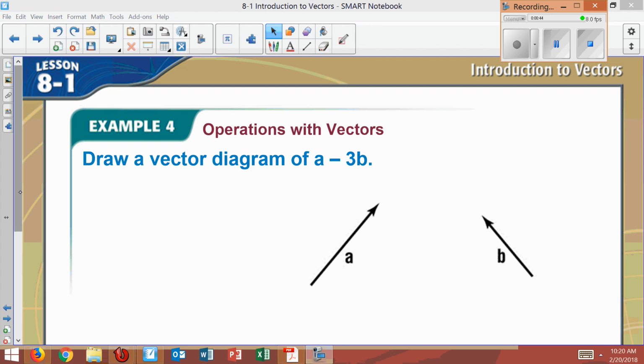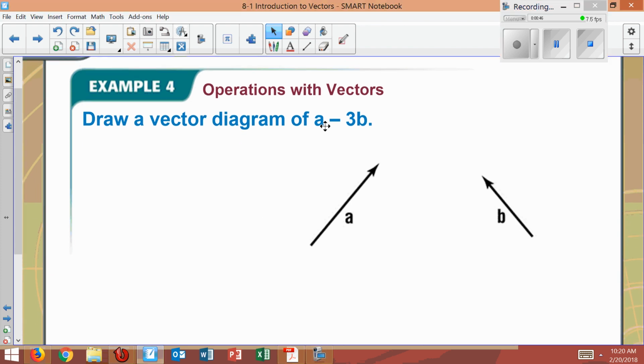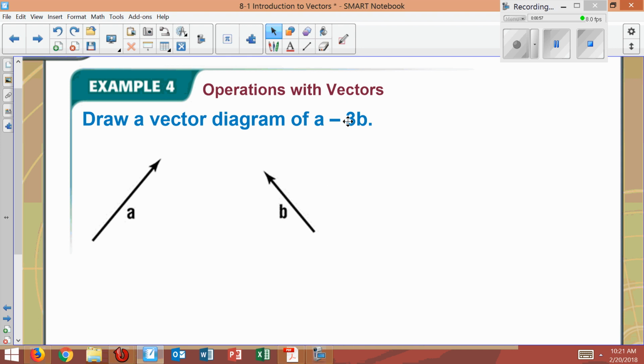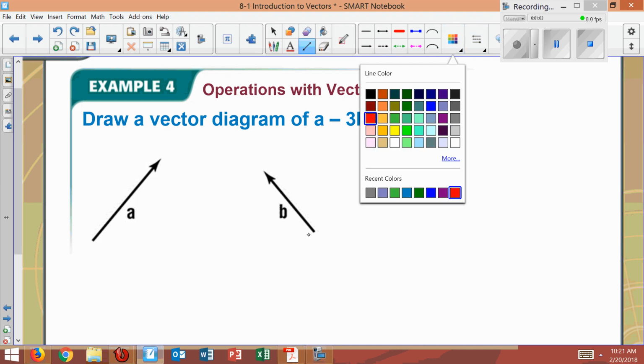So here's an example. Here it says draw a vector diagram for a minus 3b. Now, I just gave you examples on our example 3. We talked about how we would do this. You go tip to tail. So you take your a, and what we're going to do is subtract 3b. Now, what does 3b mean? 3b would be 3 of these. So I'm going to make a vector here that's identical to b.